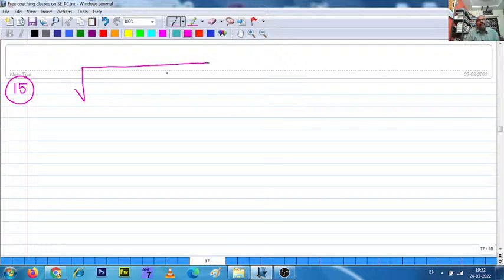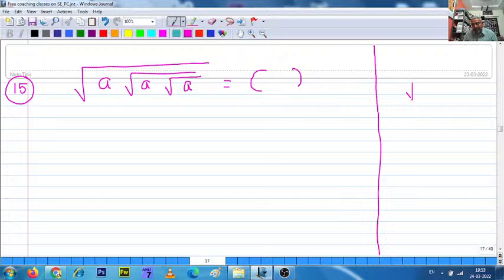Root of a plus root of a plus root of a. So what is the value you will get? So my dear students, try to find this value. What is the value of root of a plus root of a plus root of a? See, basically you try to recall the basic fact, root a, okay, root a means a to the power of 1 upon 2. Already we had a clear discussion on this one.